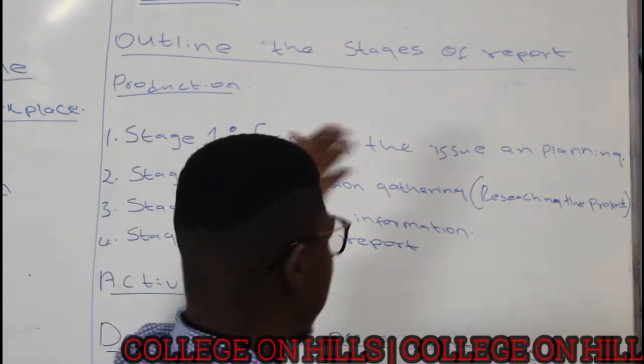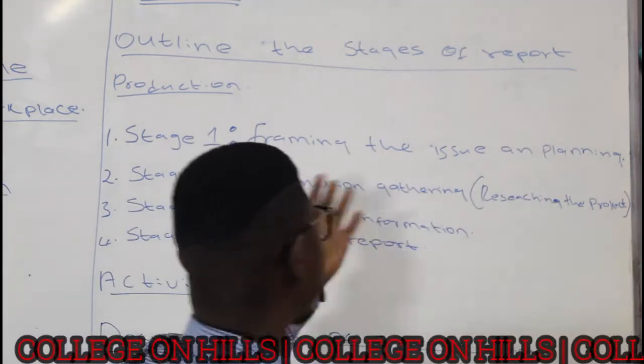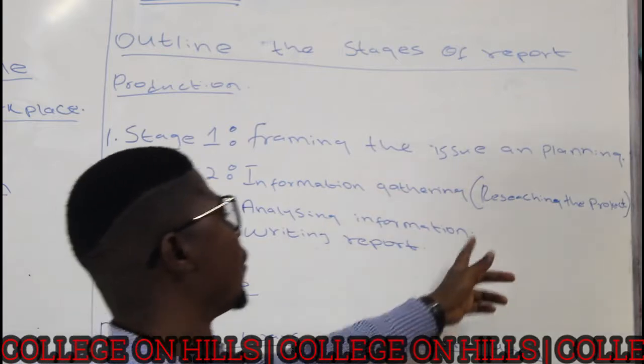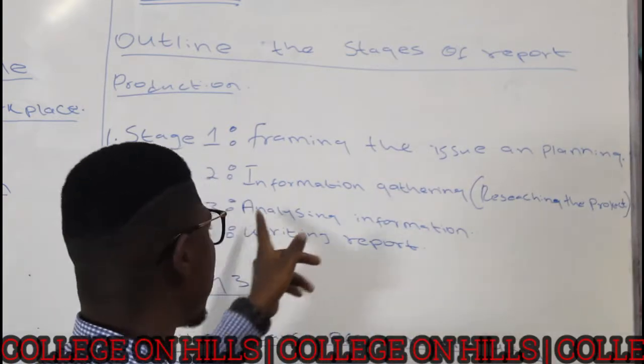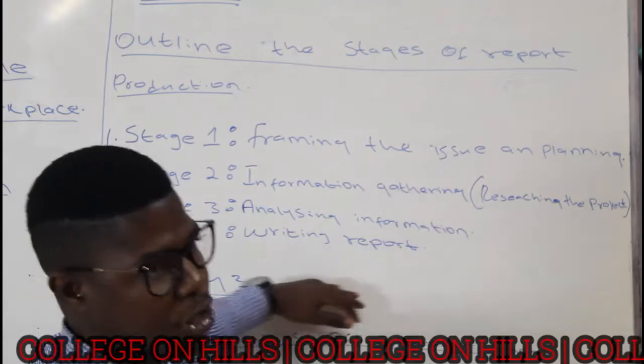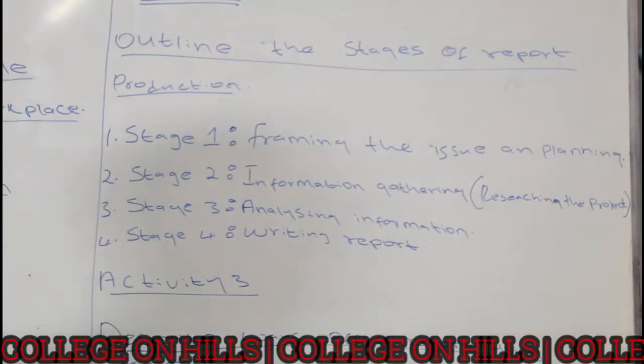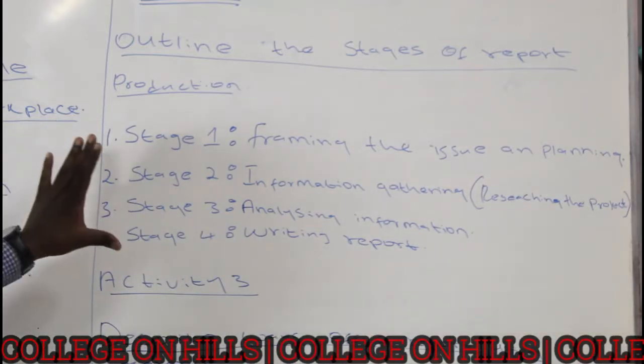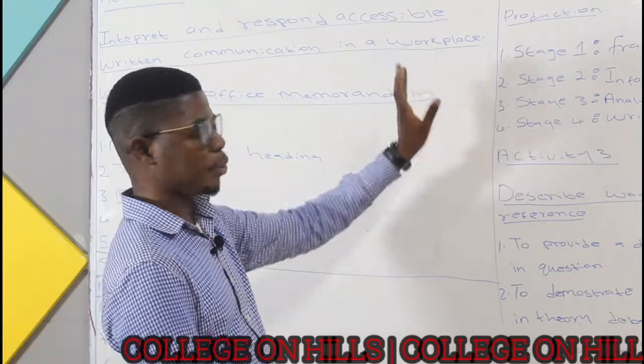Now we have framed, then we have planned, and we have gathered the information, or we have researched the project, and we have analyzed the information. Then now we write what? Our report. Now it's time for us to sit down and write our report. So these are the stages of report production.